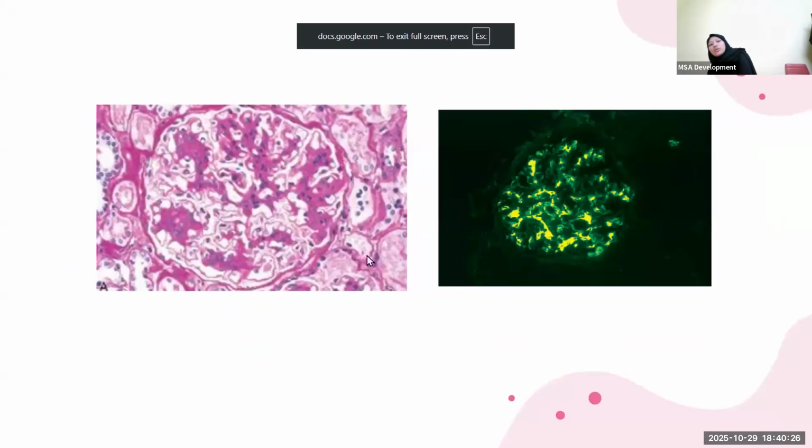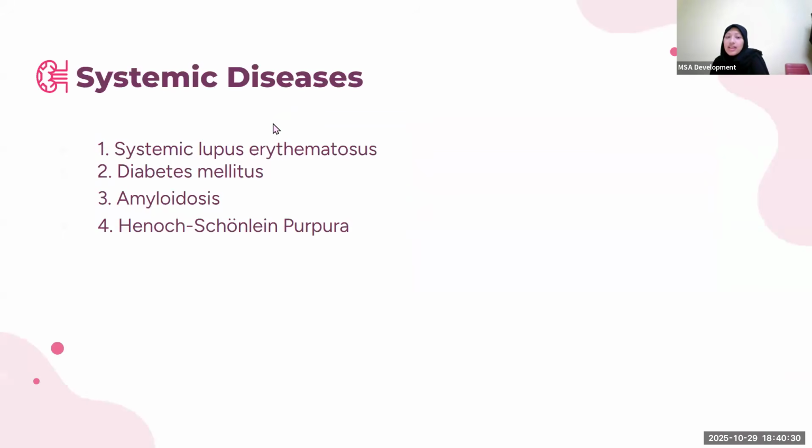So let's move on to systemic diseases. Systemic diseases are things that are causing or affecting all parts of the body, all organs, such as SLE, diabetes, amyloidosis, and something called Henoch-Schönlein purpura, or HSP.